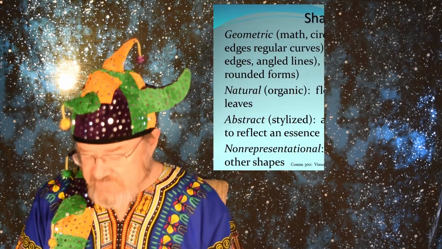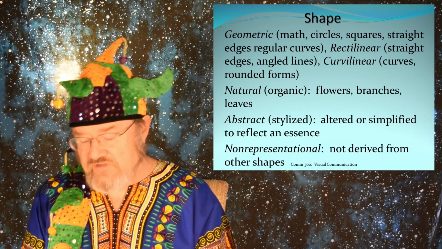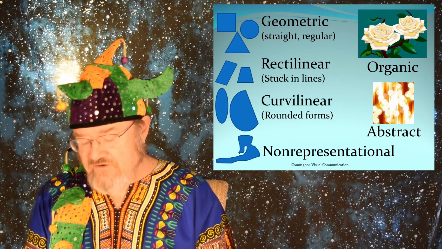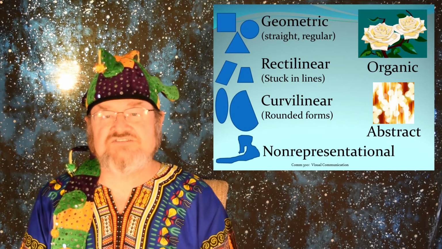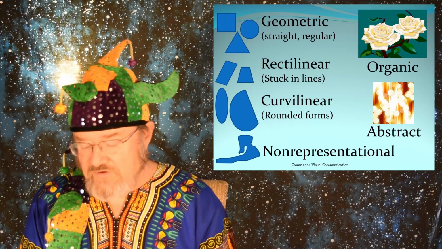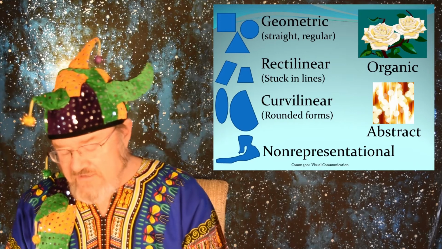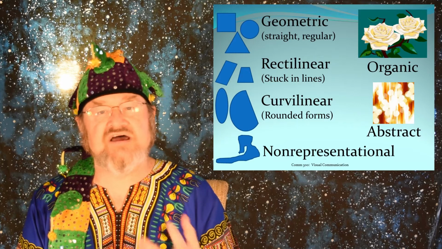Shapes can be geometric. If we look at these, they can be rectilinear, they can be curvilinear. Straight and regular are, of course, geometric. If they are just basically straight lines, they're rectilinear, and if they are rounded forms, they're curvilinear. Some shapes are non-representational, they're blobs, or you can't really describe them. And of course there are organic shapes of flowers and branches and leaves and stones and trees and all that. And there are abstract shapes, which reflect kind of an essence, but you can't really see details.